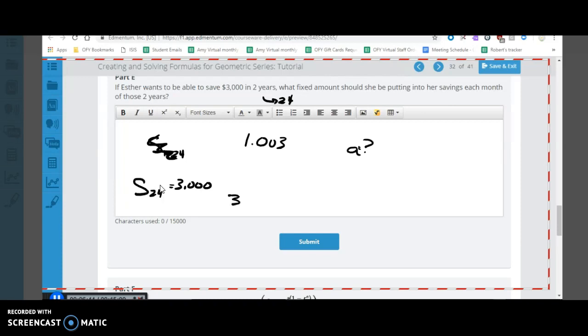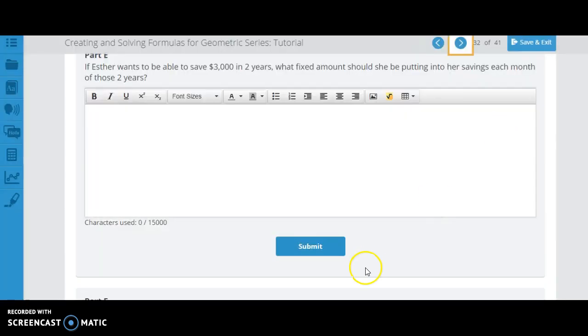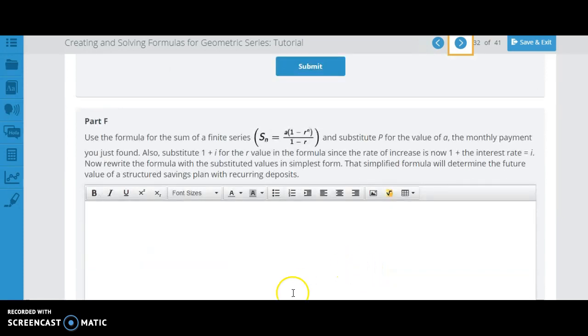So we're going to set it up as an equation. 3,000 is equal to A times 1 minus 1.003 to the 11th power over 1 minus 1.003. And you're just going to solve this for A now. Okay, so this is what I'm using right here, by the way.